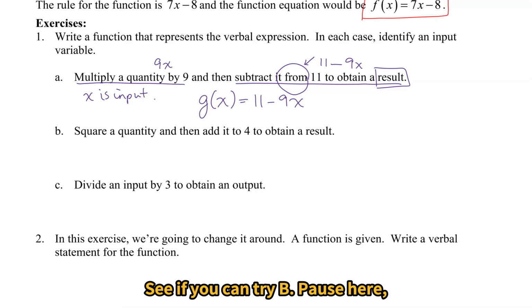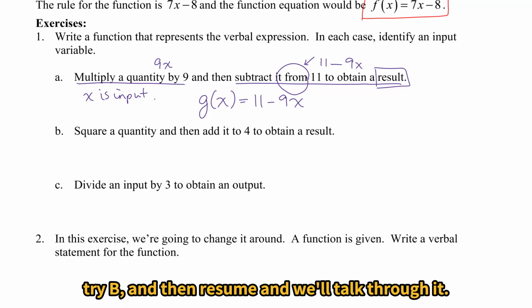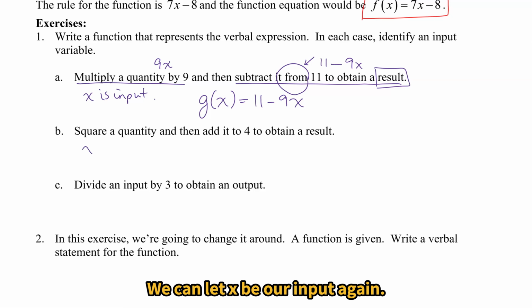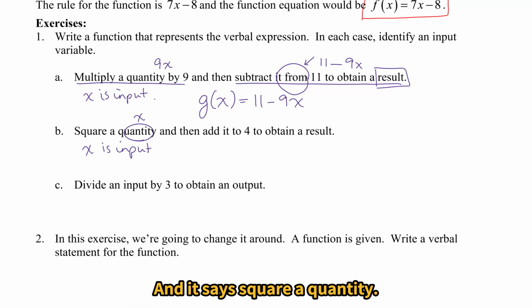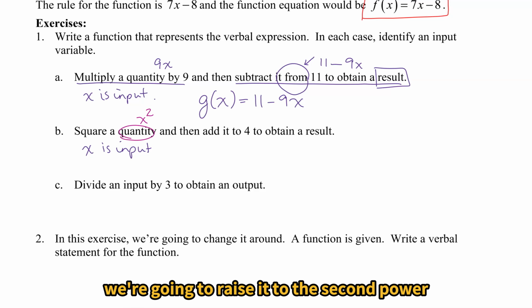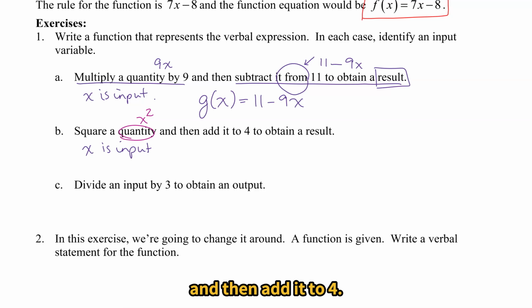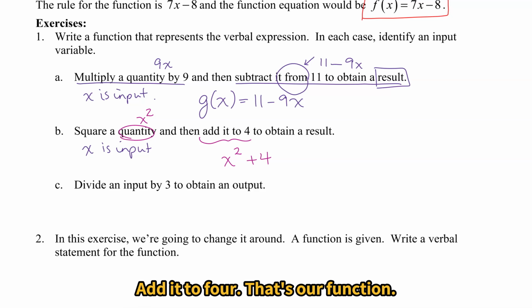See if you can try b. Pause here, try b, and then resume and we'll talk through it. We can let x be our input again. We've got a quantity, that's going to be our x, and it says square a quantity. Square a quantity means we're going to raise it to the second power and then add it to 4. So x squared plus 4. Add it to 4. That's our function.